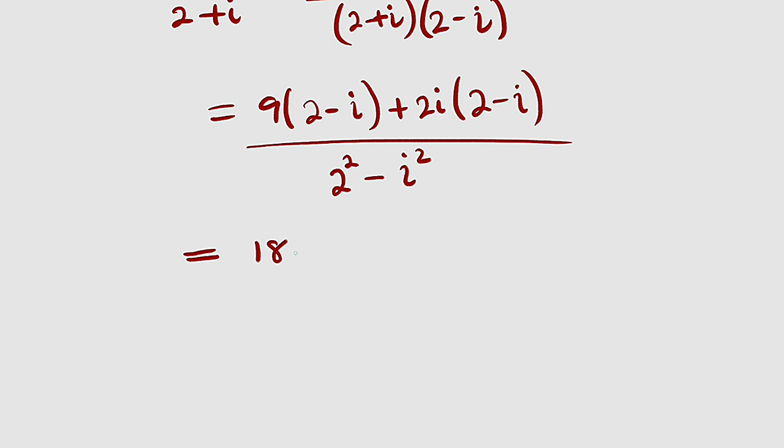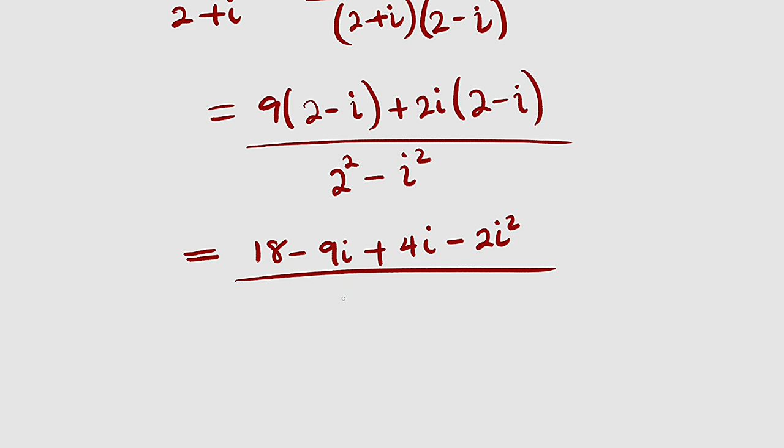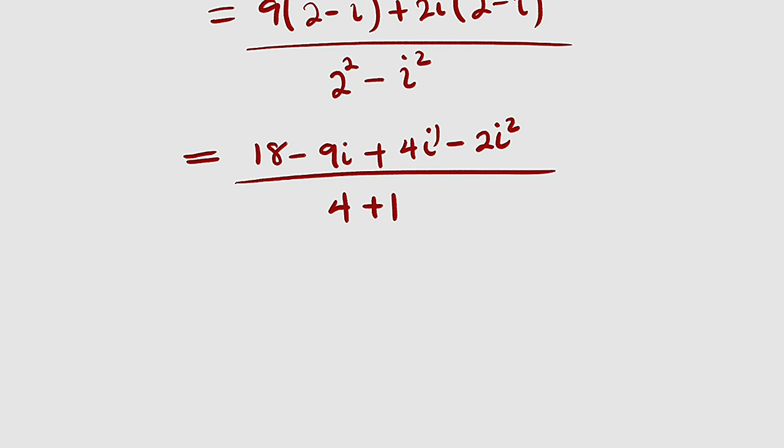9 times 2 is 18, minus 9 times i is 9i. Then the second parenthesis plus 2i times 2 is 4i. Then 2i times negative i is negative 2i squared. Divide by 2 squared is 4. i squared is negative 1, and we have another negative, so we have positive 1. To the top, you can see we have negative 9i plus 4i, which is going to give us negative 5i. So we have 18 minus 5i, but this will give us positive 2 because i squared is negative 1.